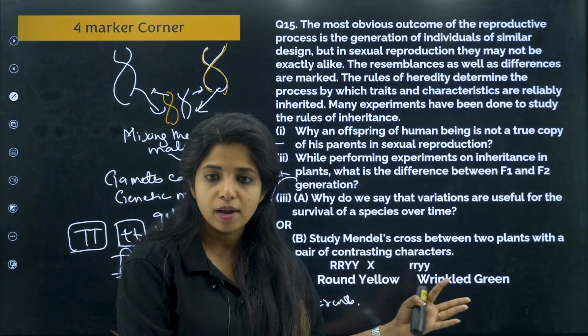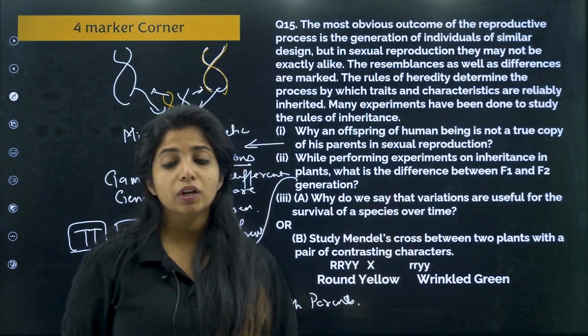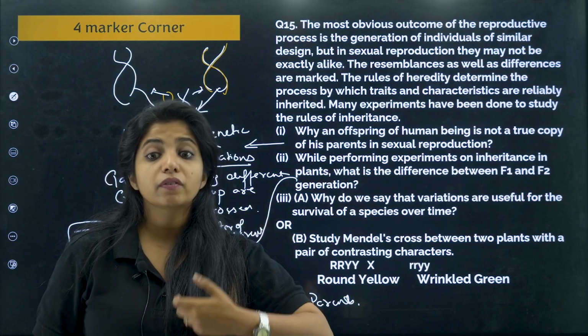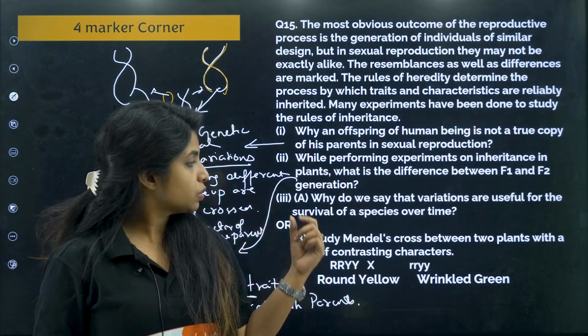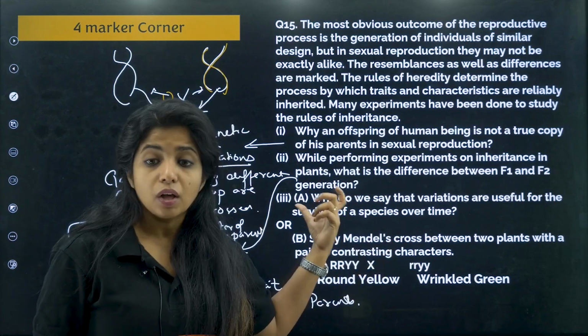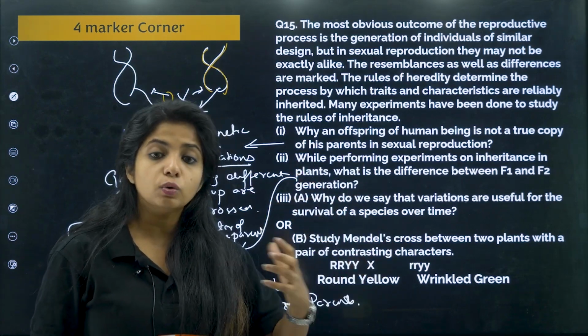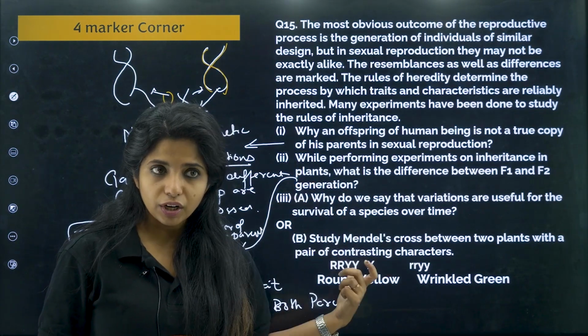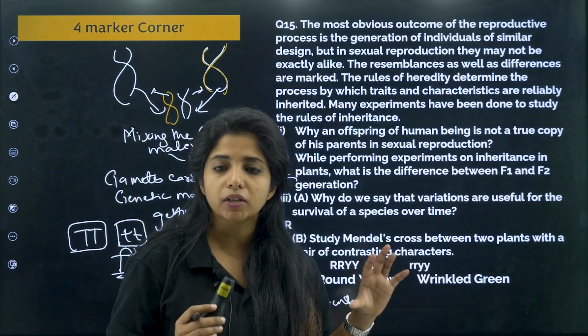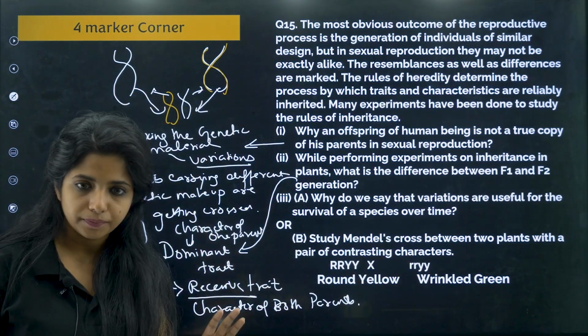You can give the example of bacteria again. Say that one bacteria has a variation, another bacteria does not have this variation. When the heat wave came, only the one which had that particular variation could survive. So why do we say that variations are useful for survival of a species? Because these variations would let them be different and survive through any of the environmental challenges that come along the way.